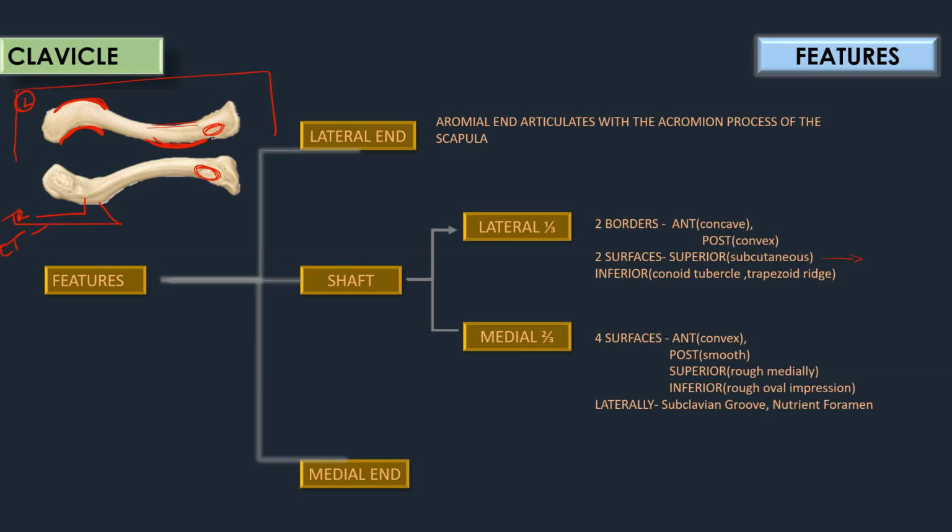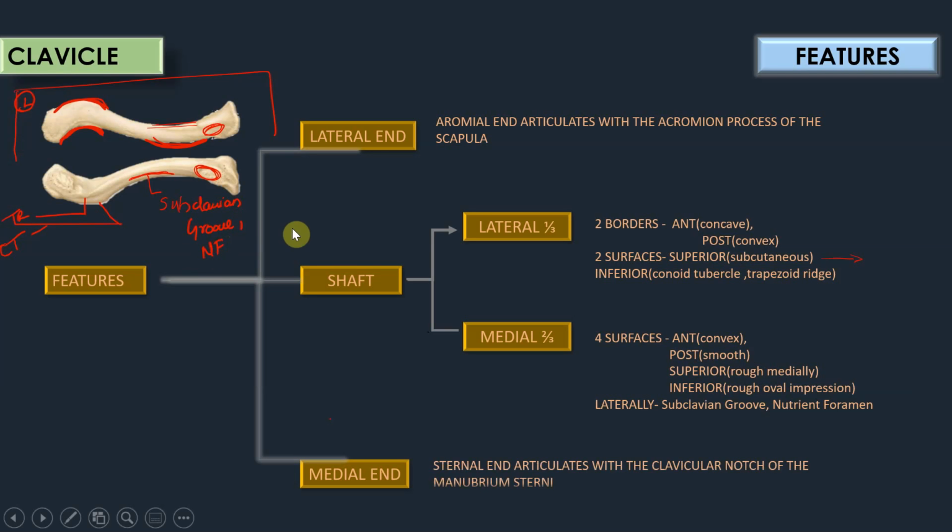And laterally, we have the subclavian groove in the shaft. On the medial, as mentioned, we had the subclavian groove here, and the nutrient foramen. Now, the medial end is also called the sternal end, which articulates with the clavicular notch of the manubrium sterni.